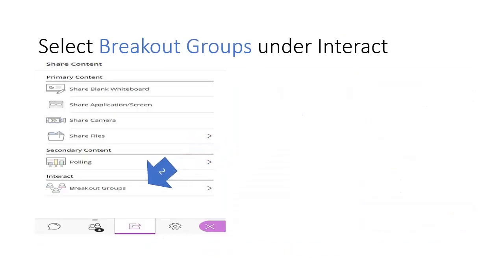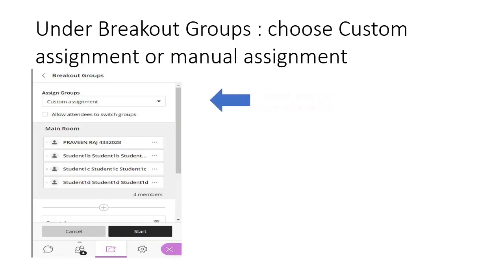After that, select breakout groups under Interact. Under breakout groups, choose custom assignment or manual assignment. We've already seen the other method, randomly assign, in the other video.